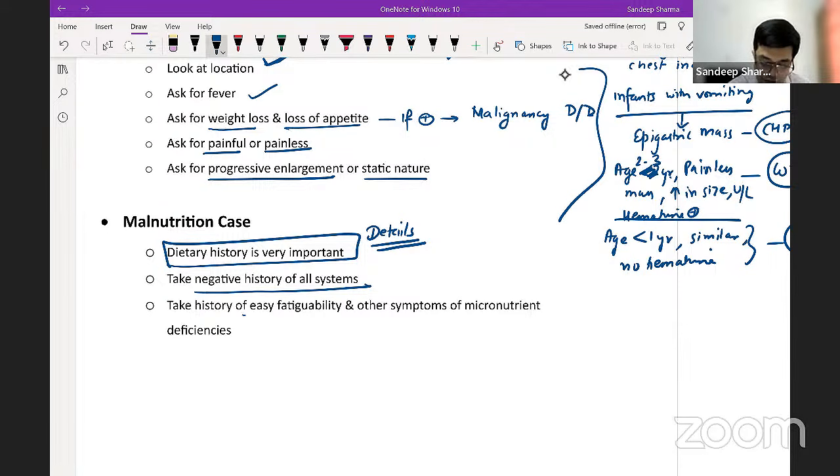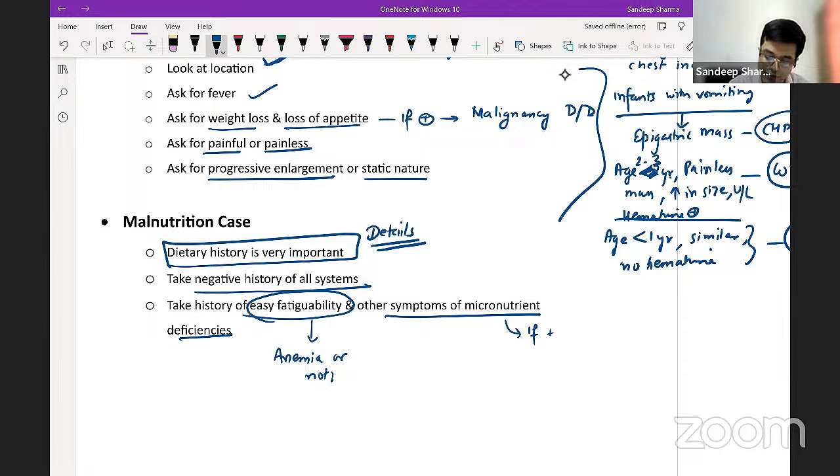And always take history of easy fatigability, because that will indicate whether the patient is having anemia or not. And you will also ask for other symptoms of micronutrient deficiencies. If present, you will mention them separately, elaborate on them separately.